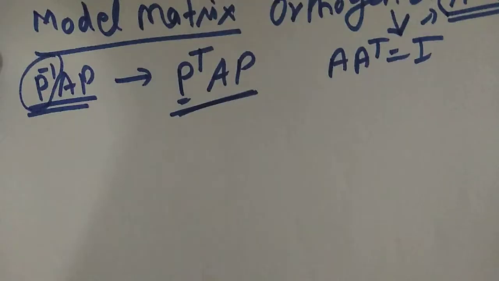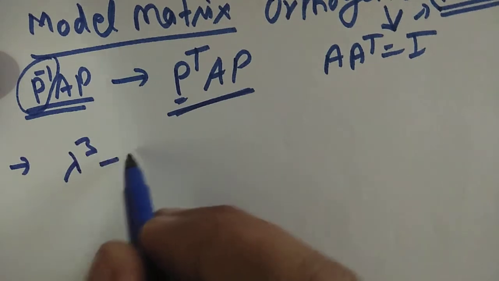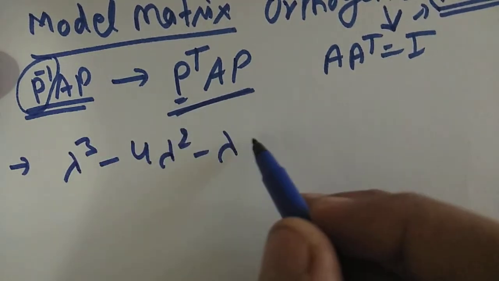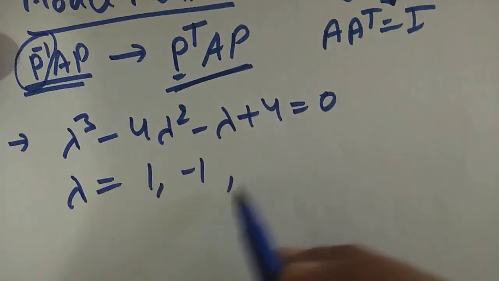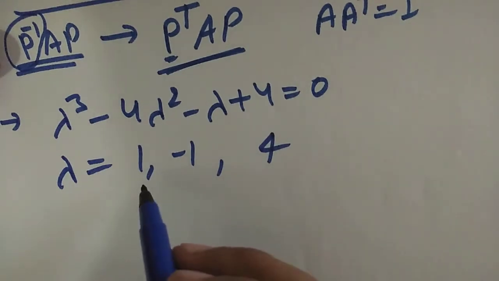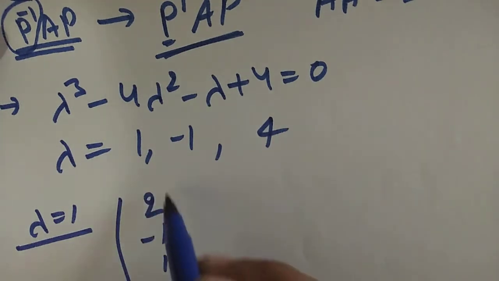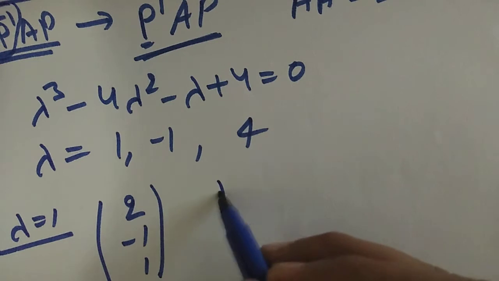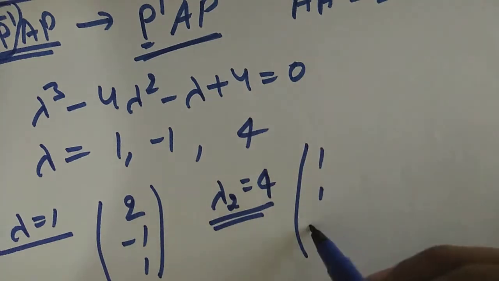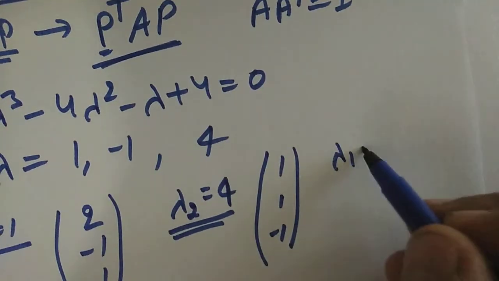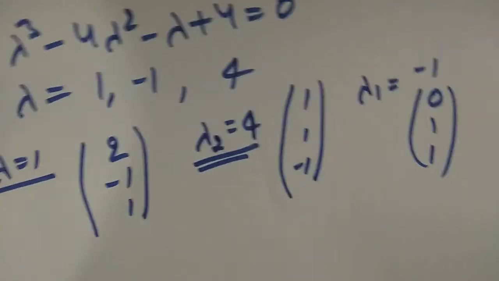Let us try to find the model matrix. If you find the characteristic equation, we get lambda cubed minus 4 lambda squared minus lambda plus 4 equal to 0. So we get lambda equal to 1, minus 1 and 4. For lambda equal to 1, we have the eigenvector 2, minus 1, 1. For lambda equal to 4 we have 1, 1, minus 1, and for lambda equal to minus 1 we have 0, 1, 1. So these are the three eigenvectors we have.